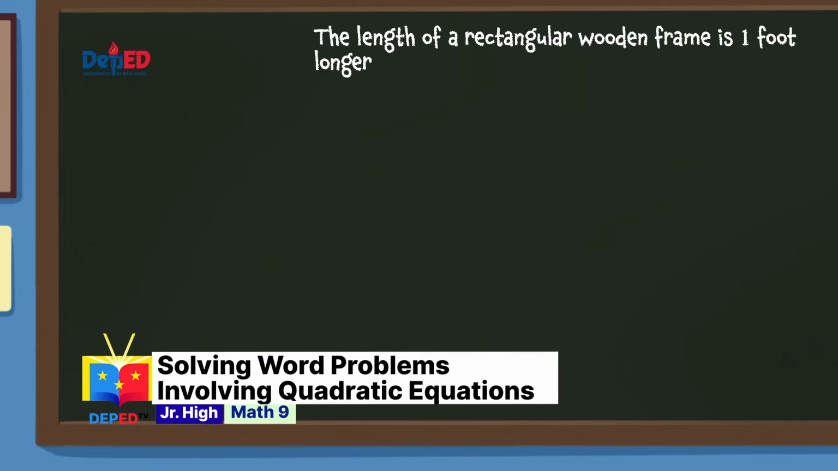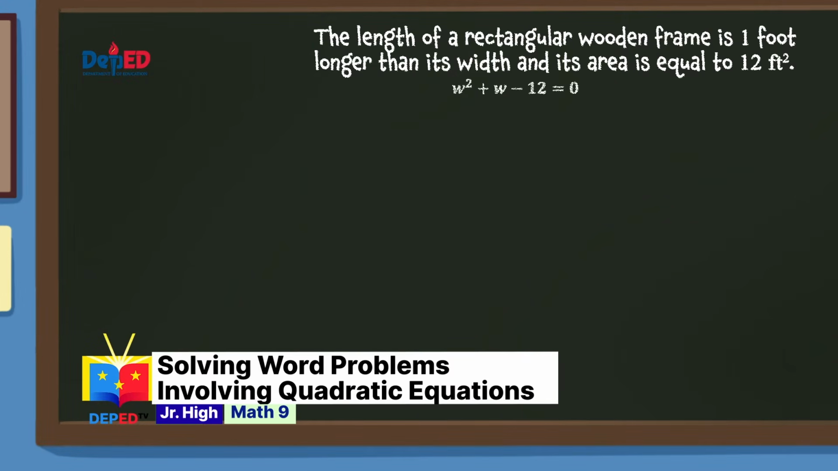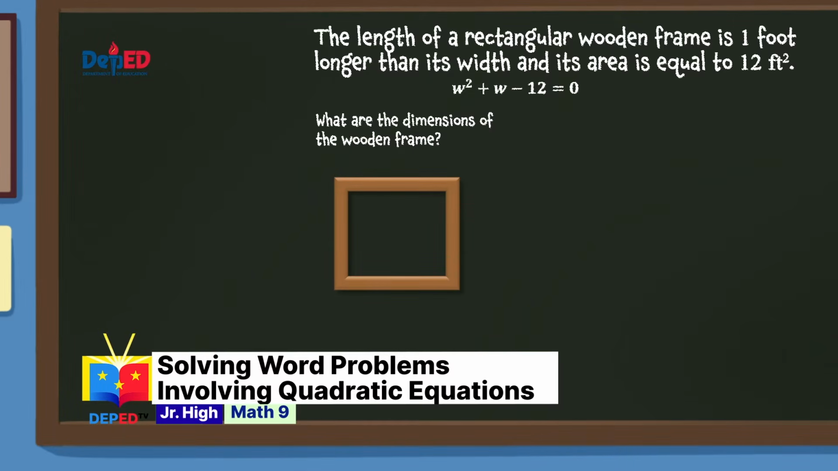Now let's see the first verbal sentence again. We were able to translate this into the equation w squared plus w minus 12 equals 0, where the variable w represents the width of the wooden frame. Now, a question that is connected to this verbal sentence could be this: what are the dimensions of the wooden frame? This means we have to identify the length and the width of the wooden frame. So, solving the equation w squared plus w minus 12 equals 0 must give us the width.